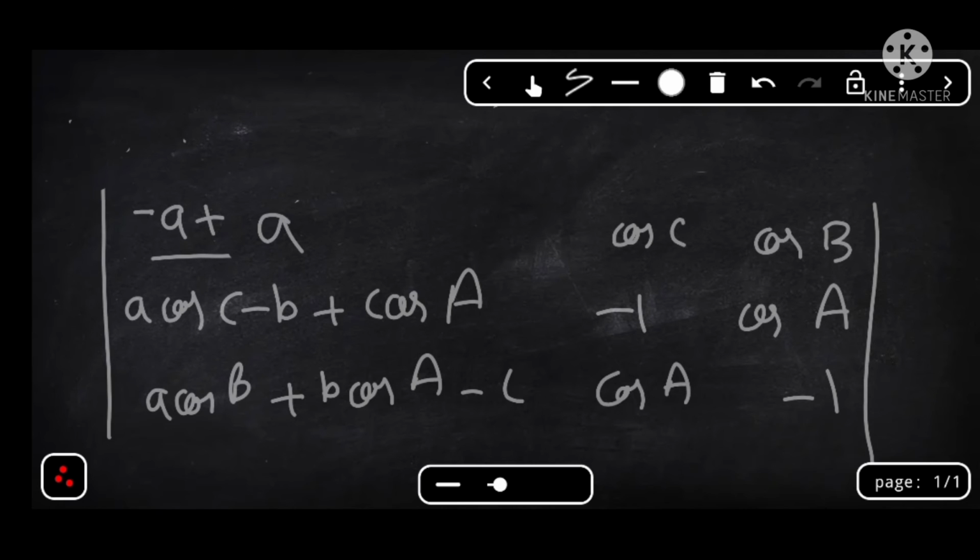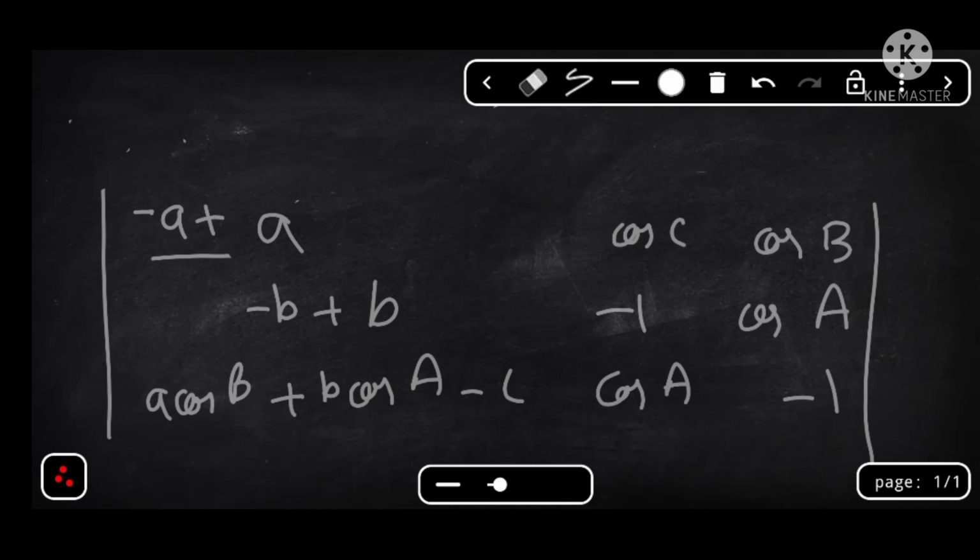So I can write it as A. Similarly, A cos C plus C cos A is the same as B, so I can replace that with B. Similarly, A cos B plus B cos A is the same as C.